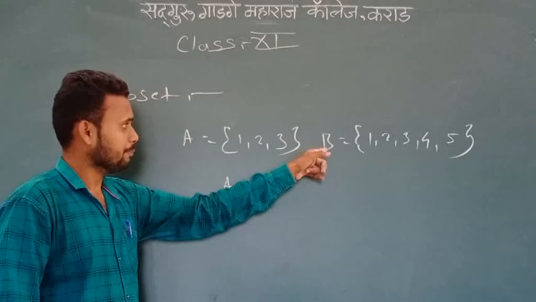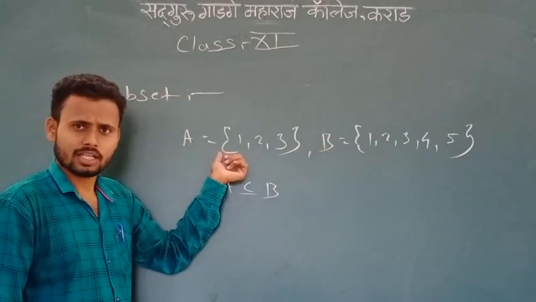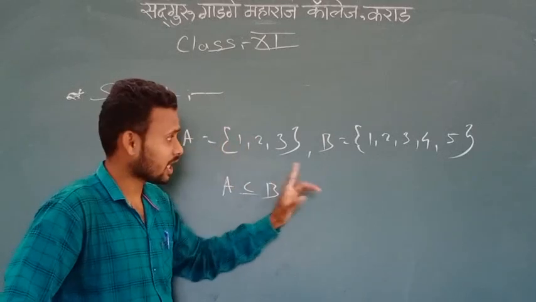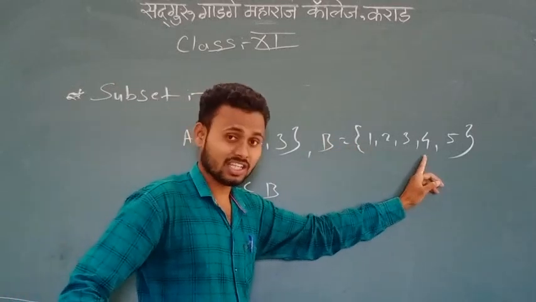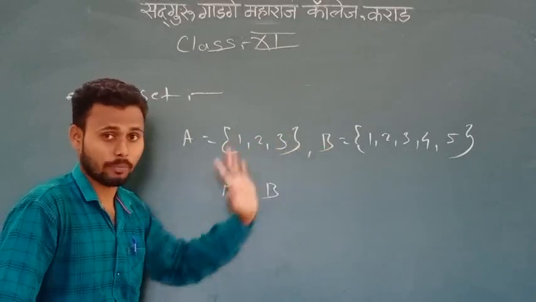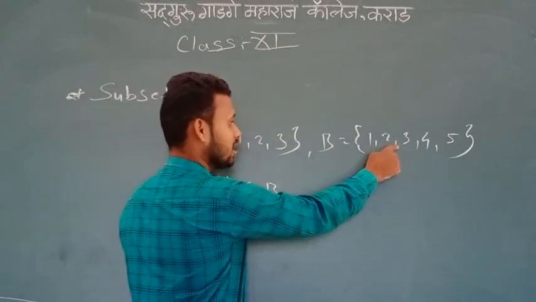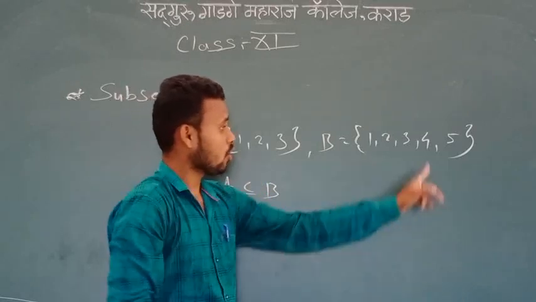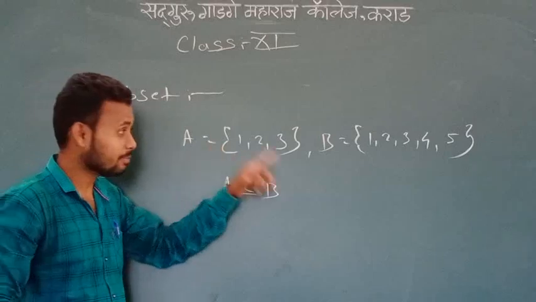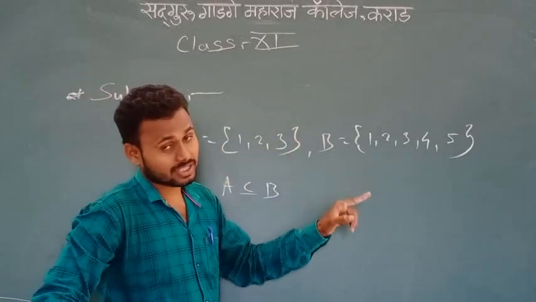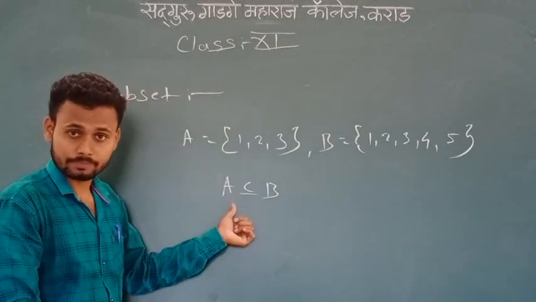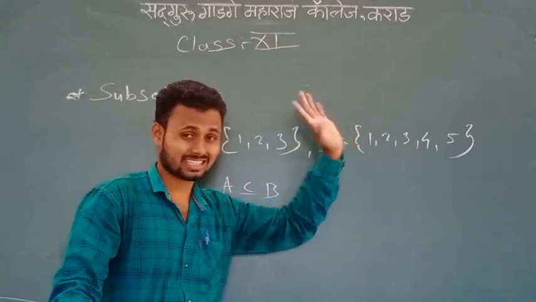But is B a subset of A? Is it true? No. Will B be a subset of A? No. What does the definition say? Every element of B is also an element of A. If that is so, then we can say B is a subset of A. Here, 1, 2, 3 are three elements in A, but do 4 and 5 belong to A? No. What is the definition? Every element of set A is also an element of set B, then we say that A is a subset of B. It does not hold here, meaning B is not a subset of A.